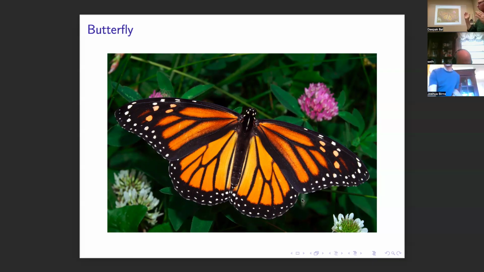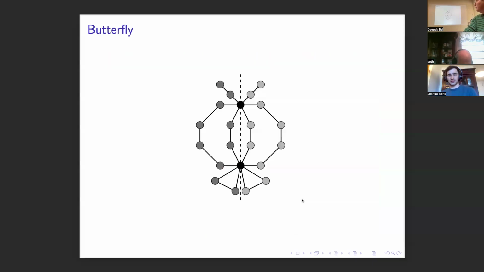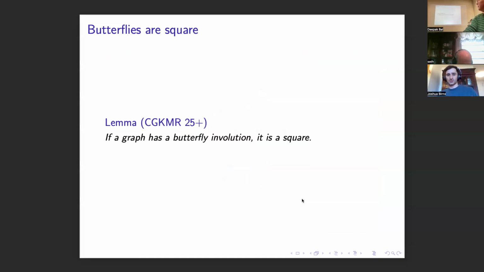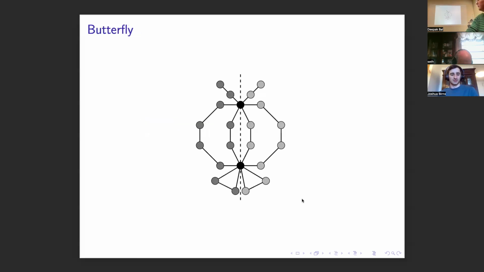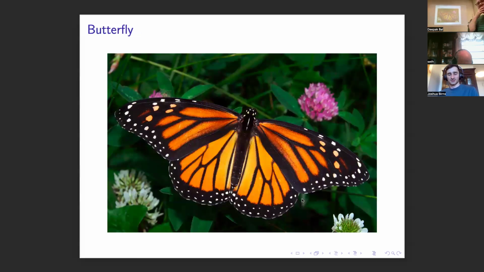So, when you say that, is that like a characteristic theorem? Yes. It's clear that all butterflies are squares. But it's an if and only if. Is the converse true? Oh, okay. Yeah. That's surprising. Okay.